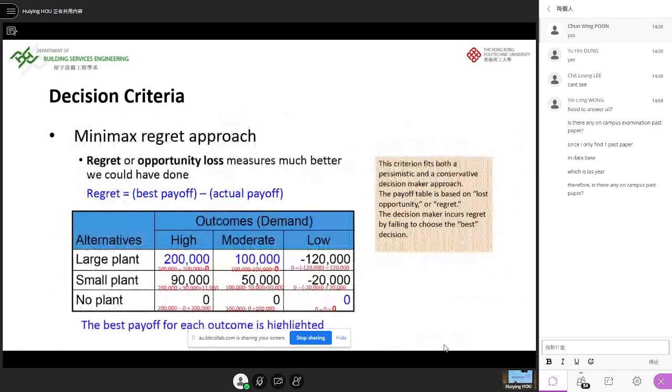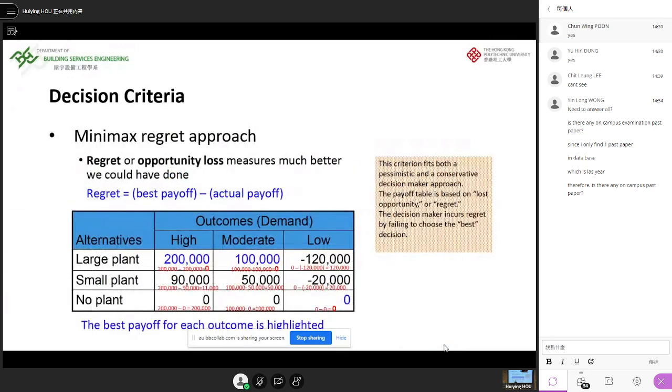Regret value. You need to understand regret value and also the minimax regret approach, because even for decision making under risk, you need to calculate EMV, EVPI, and EVwPI. These involve knowledge of regret value. So you need to understand regret value and how to calculate regret or opportunity loss values.